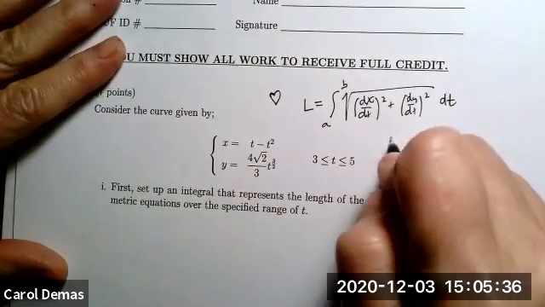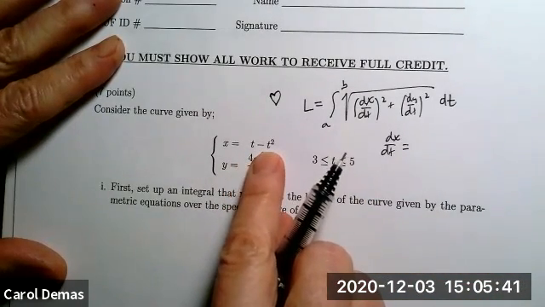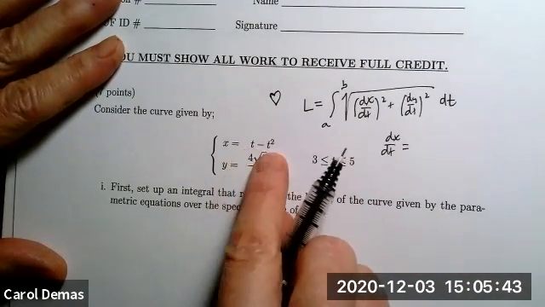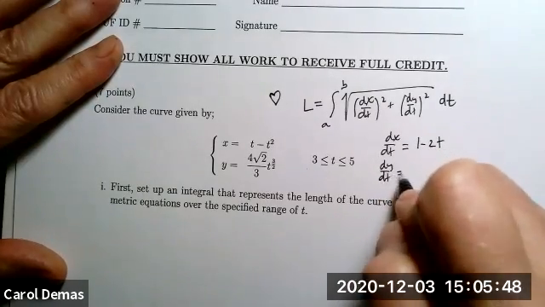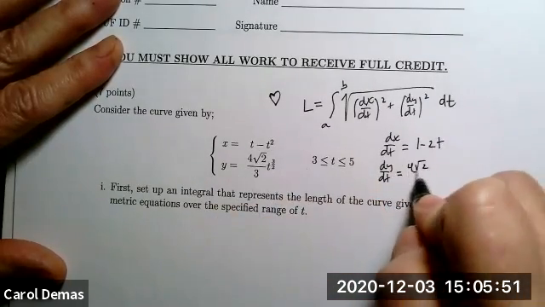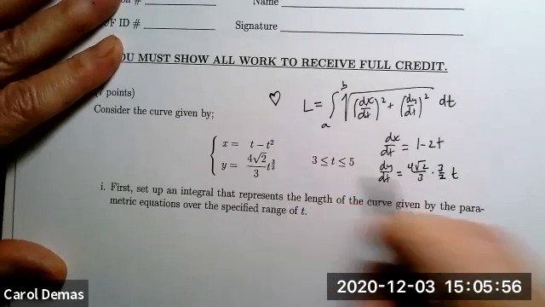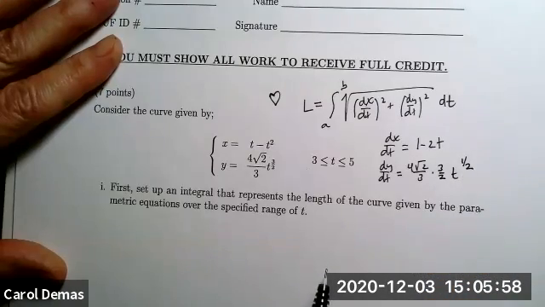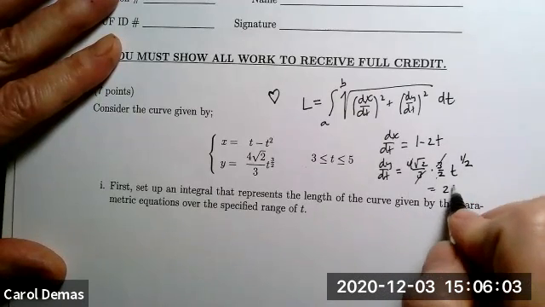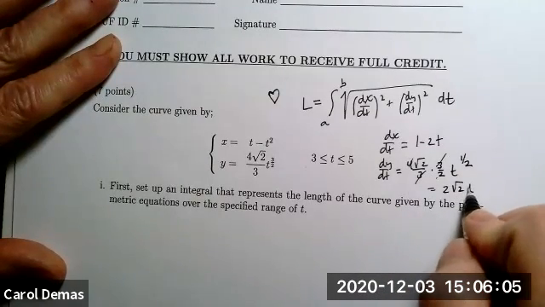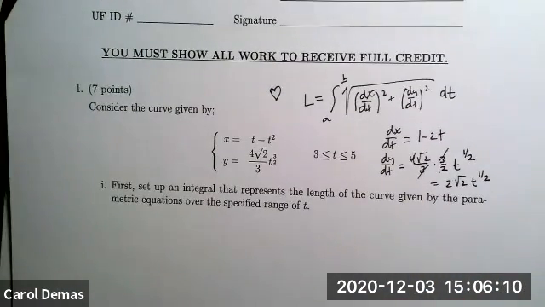So what's dx/dt? Dx/dt is 1 minus 2t, right? What's dy/dt? It's 4 root 2 over 3 times 3 over 2 times t to the 1/2, right? And these will cancel, and we can write that. These will also cancel. We'll have 2 root 2 t to the 1/2. Okay, now let's square them.